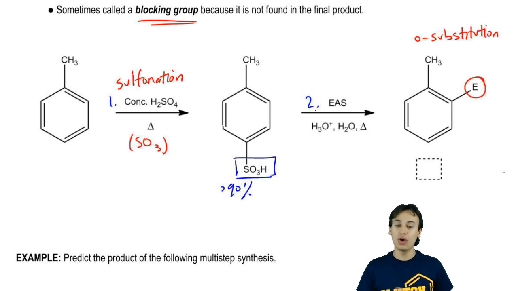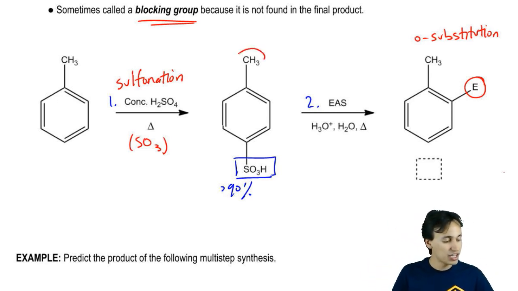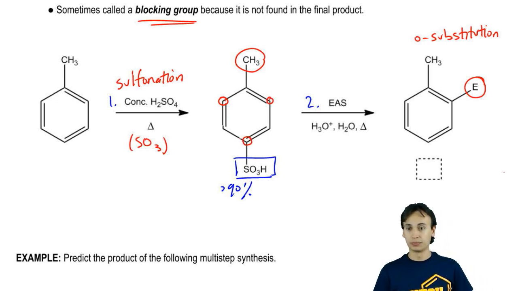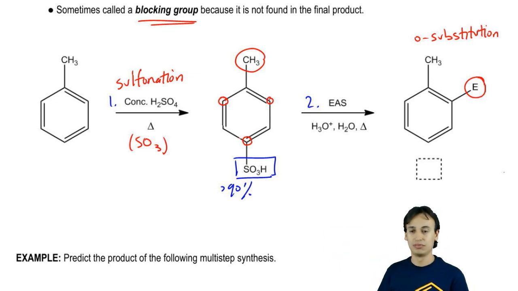You do an EAS, and what happens? Notice, what types of directors do you have? Well, CH3 is an ortho-para director. So it's going to direct either to here, or to here. Are you guys following so far? You got the ortho positions and the para. Can the EAS reagent actually add para? No. Notice we also have a meta-director, guys.